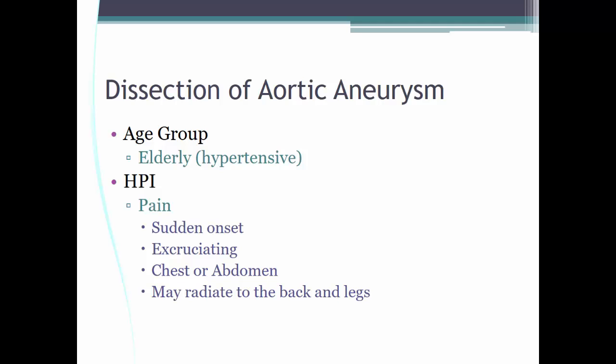Hypertension is an important contributor, and the symptoms and signs include abrupt onset of tearing chest or back pain. Dissection may result in aortic regurgitation and compromise circulation in the branch arteries. So, chest or abdominal pain, but it's excruciating. It may radiate to the back if it's chest or to the legs if it's abdomen.